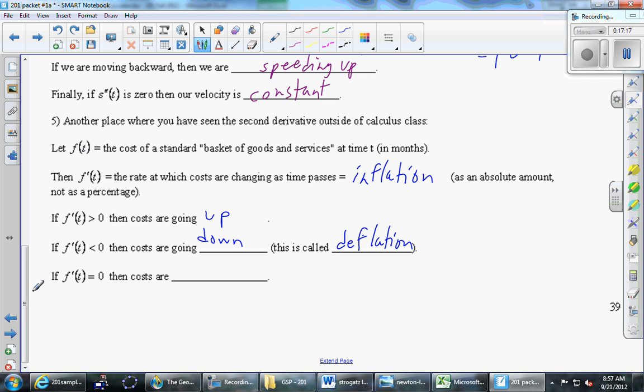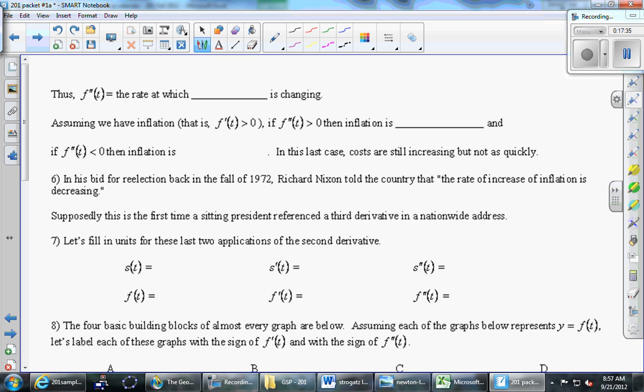If f prime is 0, what are costs doing? They're staying the same. Costs are constant. No inflation, no deflation. Things are just costing the same thing tomorrow and the next day and the next day after that. All right, so we're pretty good with f prime. It's the rate at which costs are changing.